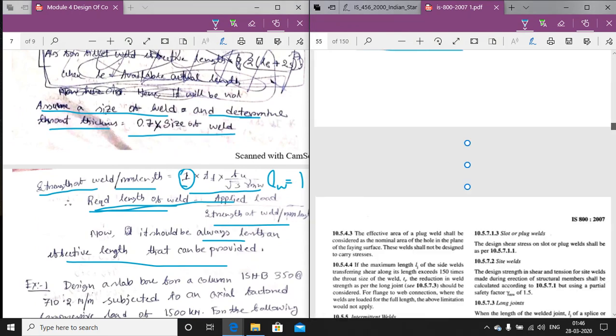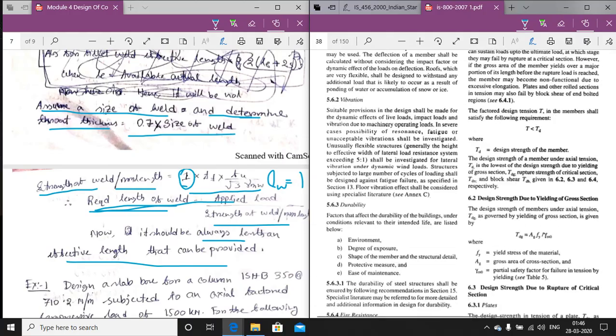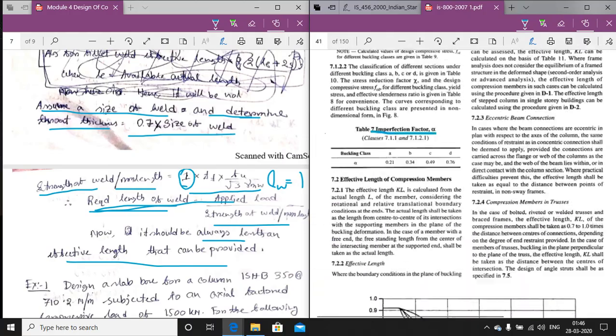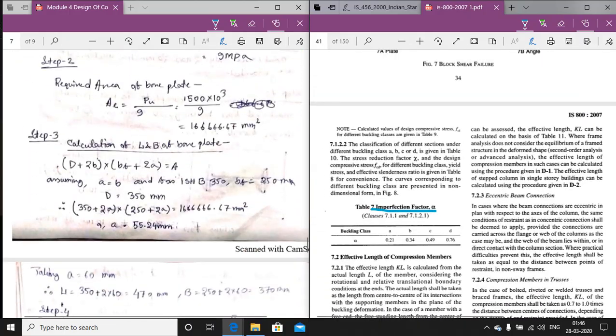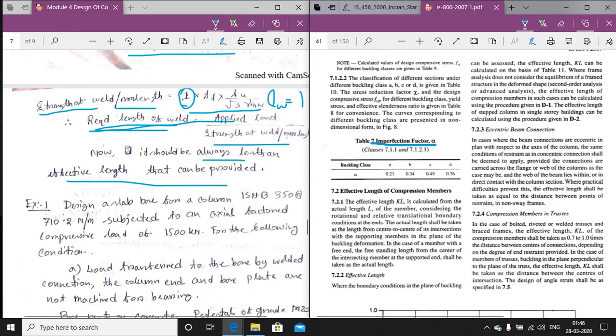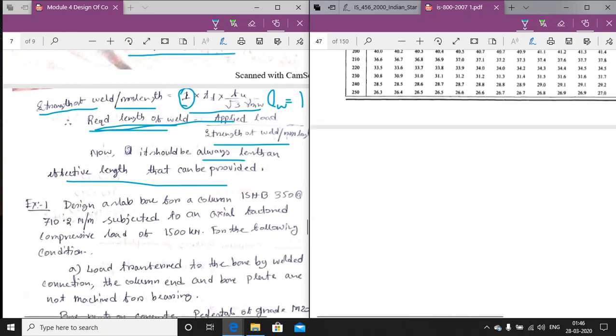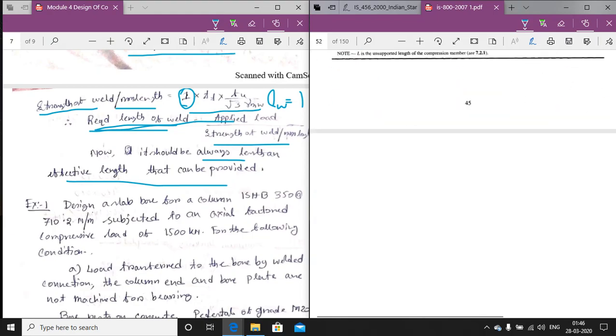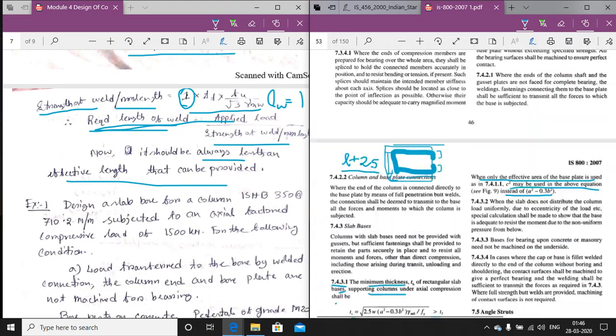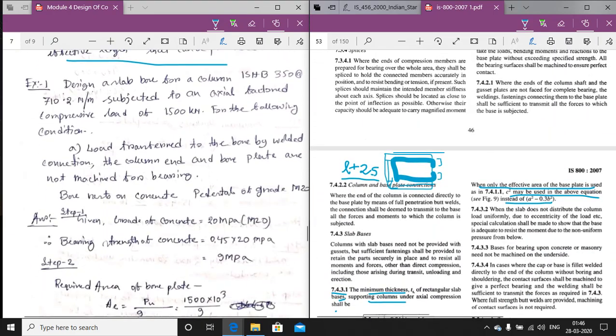So we have seen how to design the welded connection, and this is the end of the design procedure. We now know how to design a normal slab base of a column. Now coming to the problem.